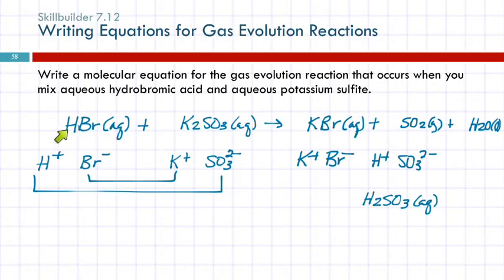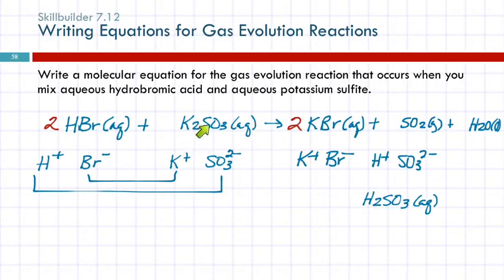Let's just try doing it from the beginning. Hydrogen, I've got one hydrogen here and I've got two hydrogens there. So I need to put a 2 on the HBr. Now let's look at bromine. So I've got 2 bromines here and I've got 1 there. So I need to put a 2 in front of the KBr. Here I have 2 potassiums and here I have 2 potassiums, so that's okay.